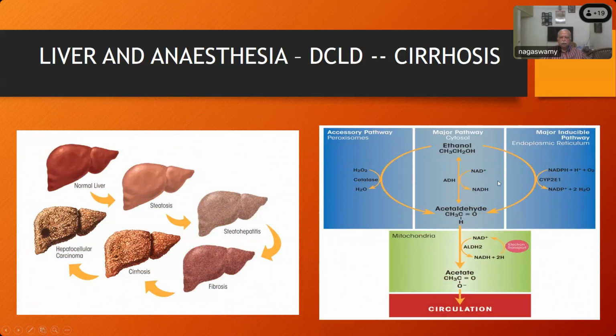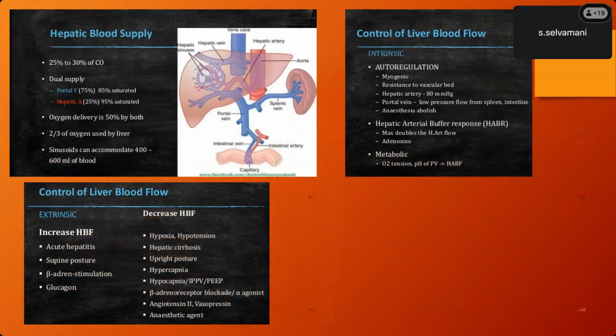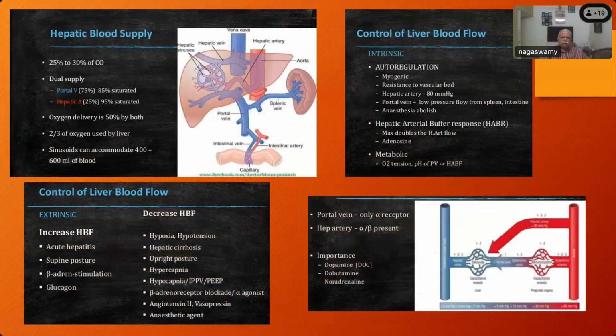So it is first in the cytosol of the hepatocyte converted into acetaldehyde, and then in the mitochondria it is converted to acetate, and that acetate goes into the circulation. So this is about the hepatic blood supply, and what are all the factors controlling, like intrinsic and extrinsic, and then the portal vein, the important receptors present in the portal and hepatic artery. That also is another thing, which drugs can affect that.